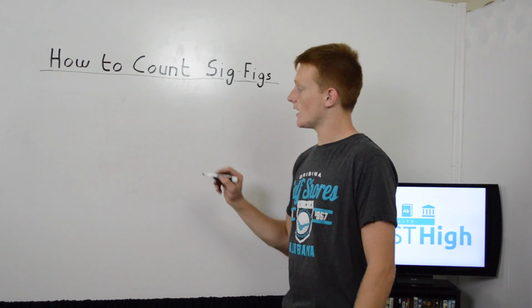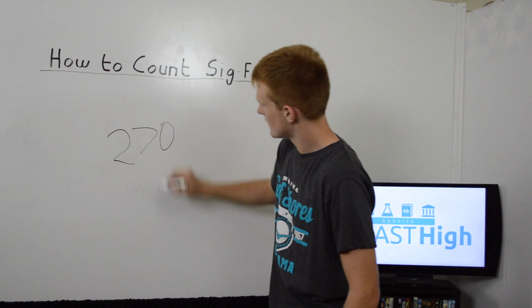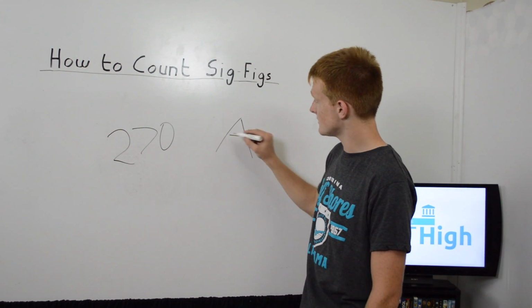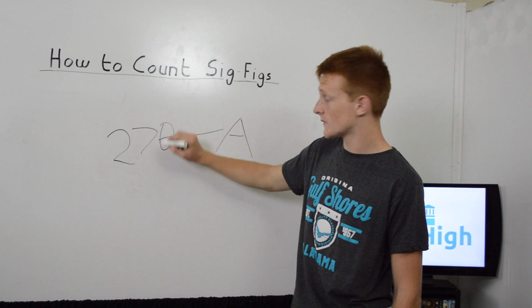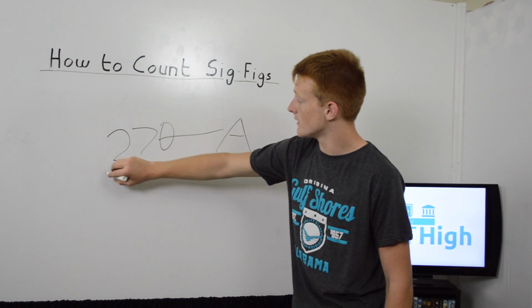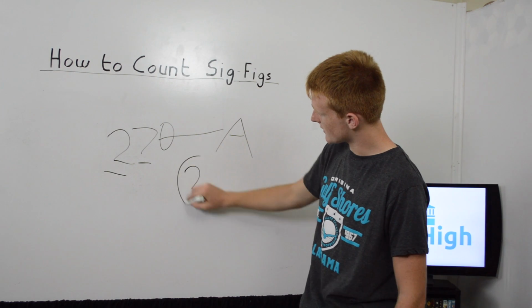If you have a number like 270, you come from the Atlantic side because your decimal point is absent. Skip the 0, start counting because you have a number higher than 0. 1, 2, 2 significant figures.